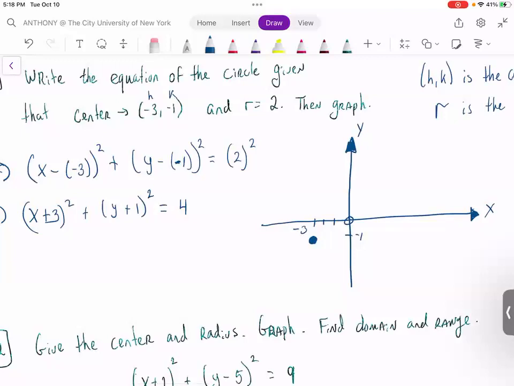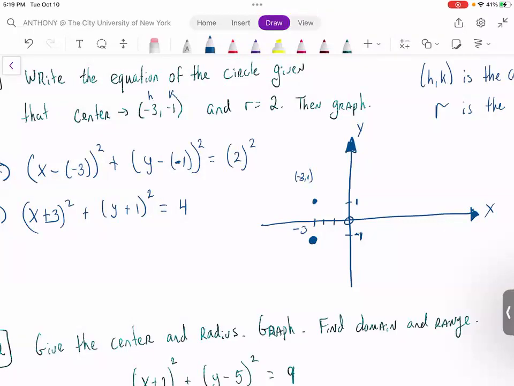If I went 2 units up from our center point, which is -3, -1, then the y value is going up by 2 units. What would be our new y value if I went 2 units up? 1. The x value doesn't change. It'll still be -3. So if I went 2 units up, our next point would be -3, 1.